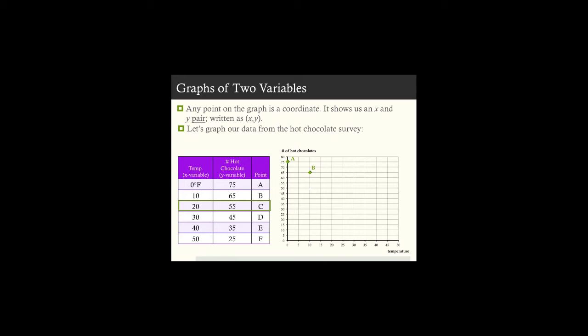Now when the temperature is 20 degrees, the number of hot chocolates sold is 55. So to plot point C, or coordinate C, I'm going to move along the x-axis by 20 units and move up along the y-axis by 55 units. And this gives me point C. And you can go ahead and plot the rest of the points, D, E, and F. And we can connect these points to make a line.